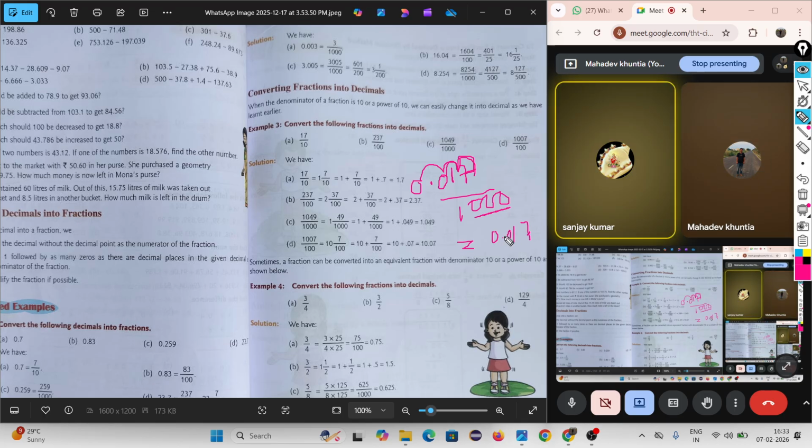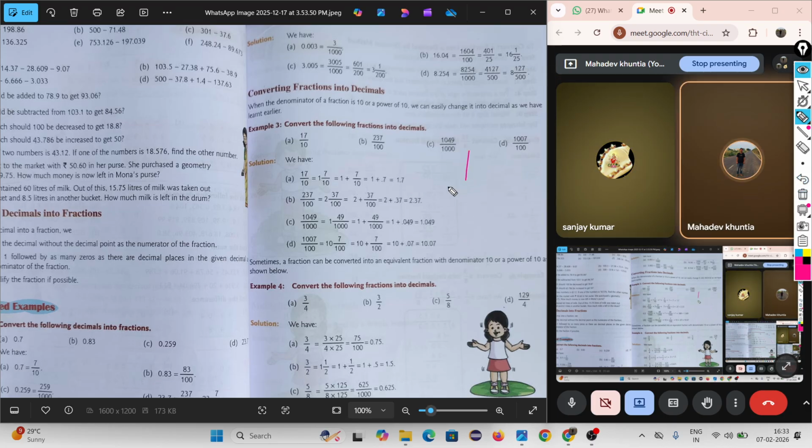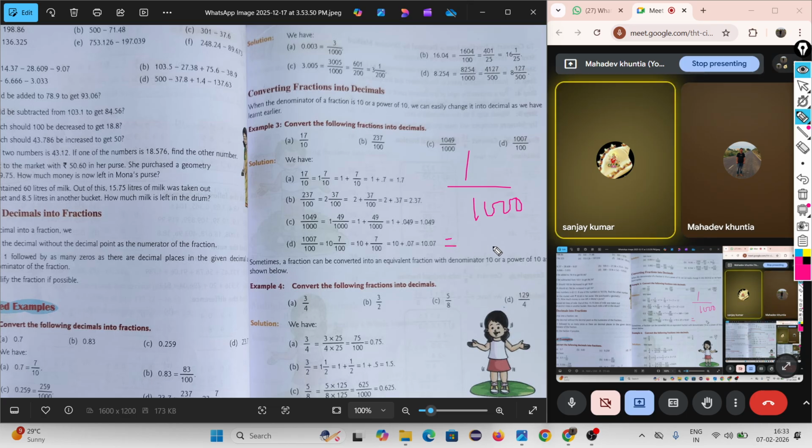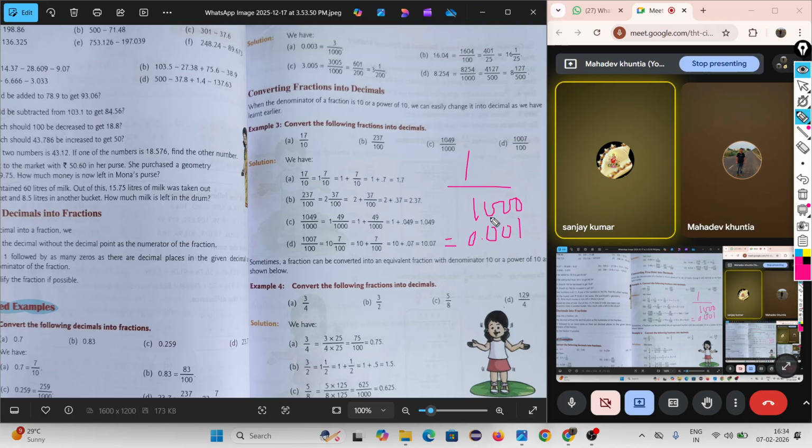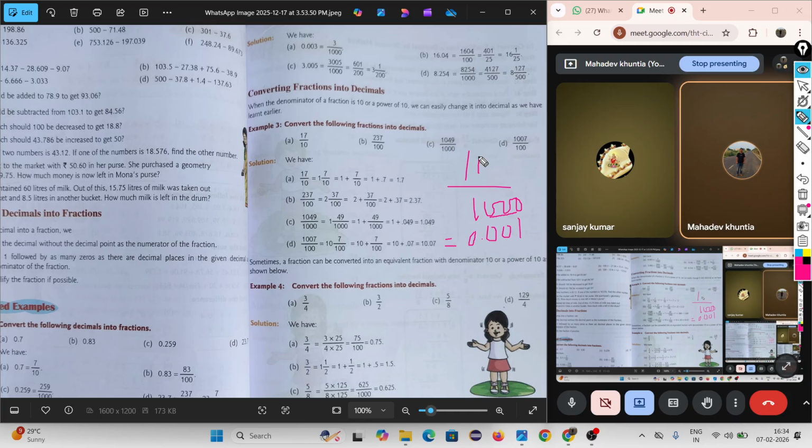Now you understand? Then convert 1 upon 1000 into decimal. 0.001. Yes, because in 1000 three zeros are there. We have to move the decimal point three steps left. One, two, three. After the 1 there is nothing, so we have to put 0s. Then now the decimal point comes here, 0.001. Now got it?